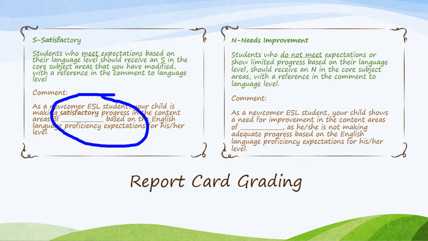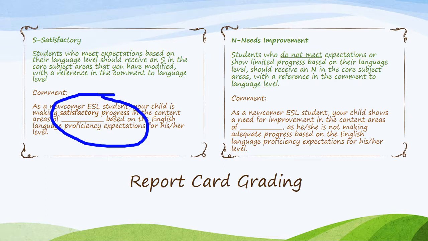So if you've modified the work for English language arts, science, and social studies, include those 3 subjects down at the comment level. However, if you have not modified for the math, you can just grade as you've graded your other students and leave that subject area out of the comment for language proficiency.